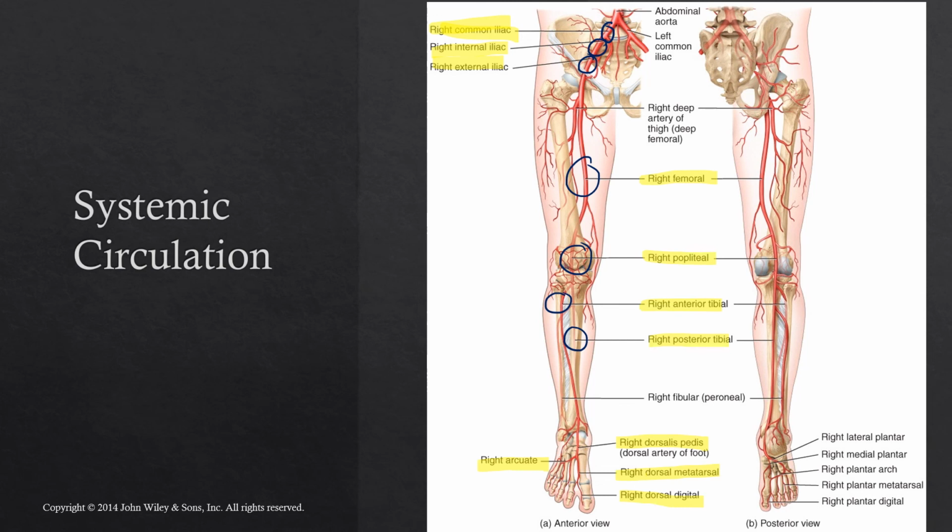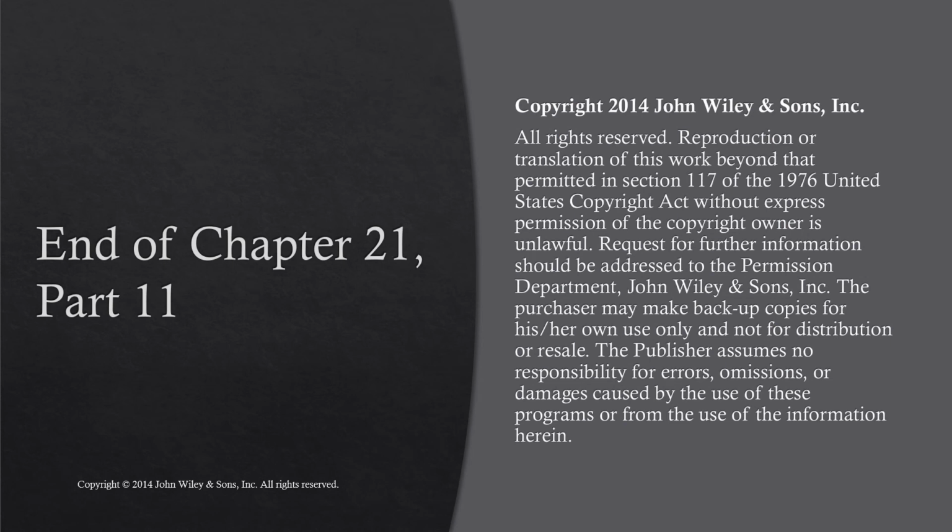Then the plantar arteries are going to come from a bit of both. The posterior tibial artery and the right dorsalis pedis are going to come together, merge, and go to the right lateral plantar, which goes into the right plantar arch, into the right plantar metatarsal, and then into the right plantar digital. And you can see this all from that schematic diagram that we looked at a little while ago. And that's going to be the end of Chapter 1, Part 11.